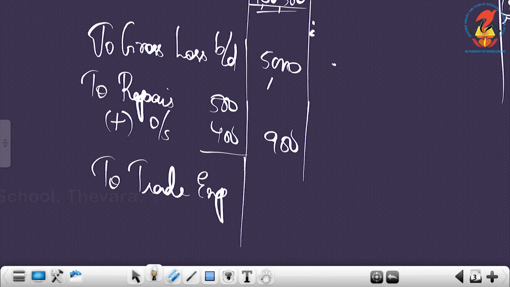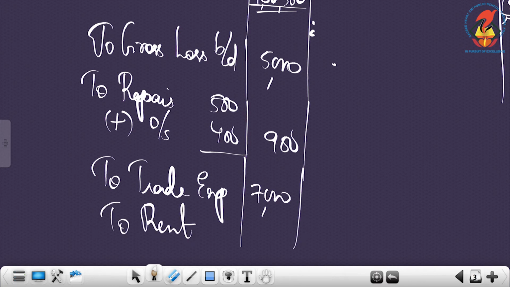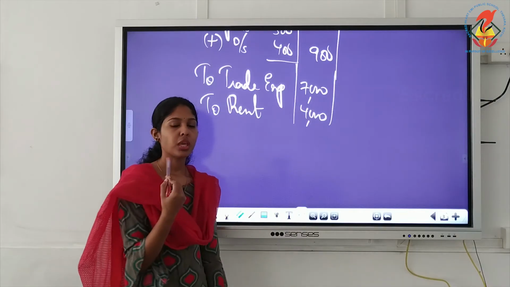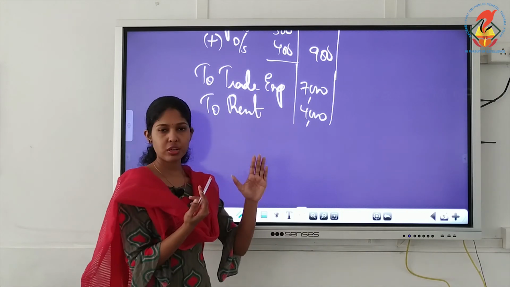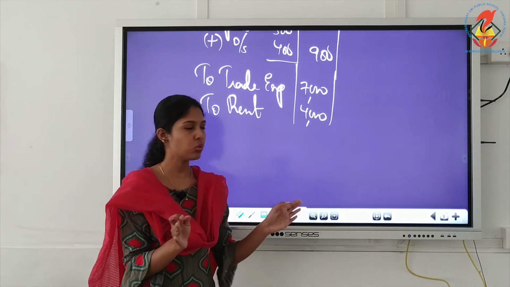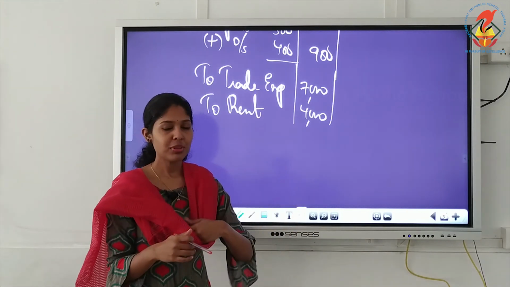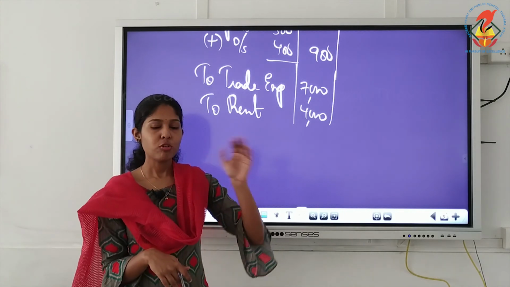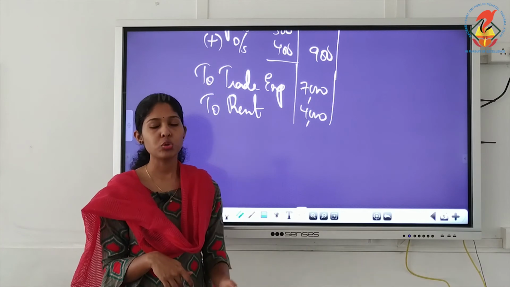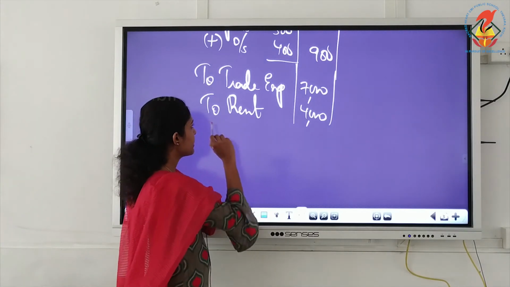did we miss rent? Yeah, rent also you have to write. You write in that order itself. So to rent. Why I am asking you to follow the order is so that you won't miss out any item. Actually, you can write rent after trade expense. Answer will be correct. Nothing will happen. You will not lose any marks. But you might forget to write that item if you don't follow the order. So that's the only reason.